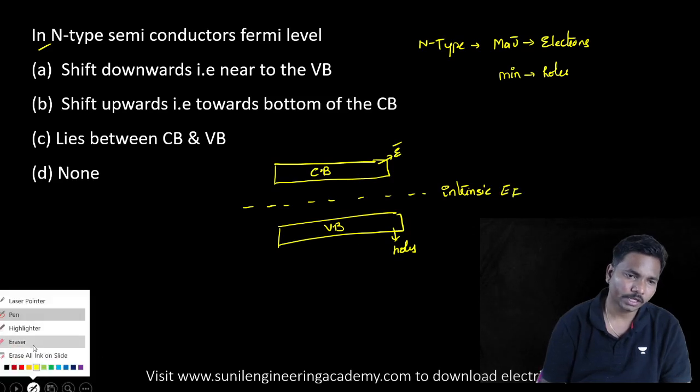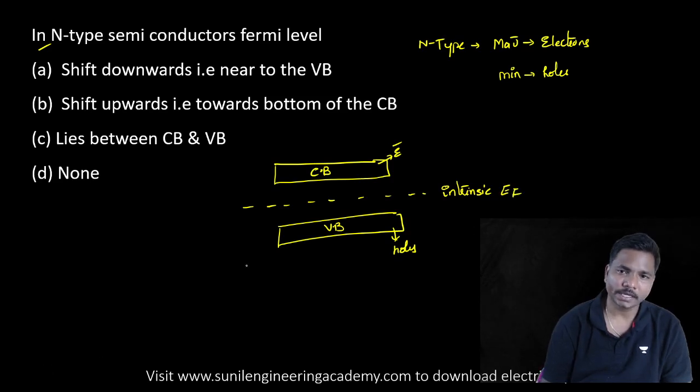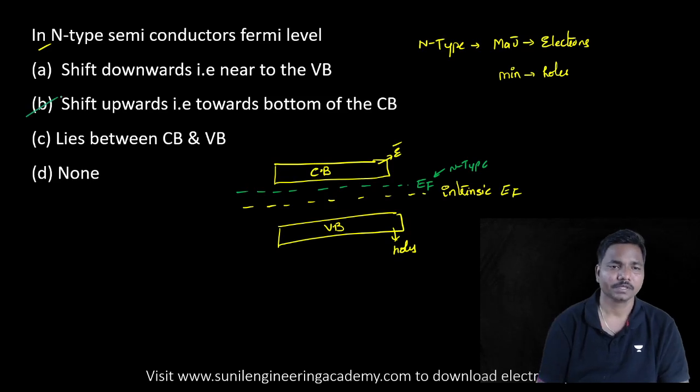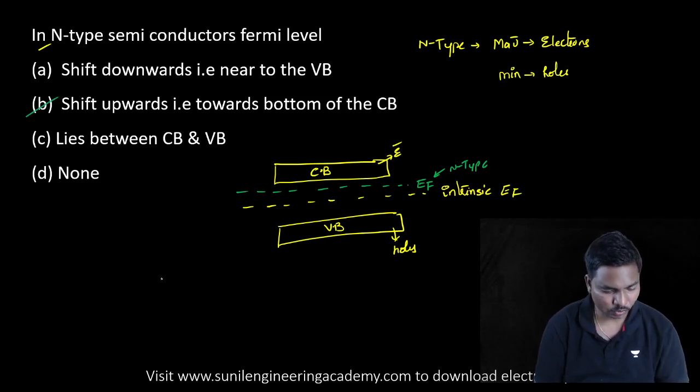Okay, now here the majority carriers are electrons, so it will be shifted towards the majority carrier side. That means it will be shifted upwards, towards the bottom of the conduction band. Okay, is everyone clear? These are very important questions, guys.